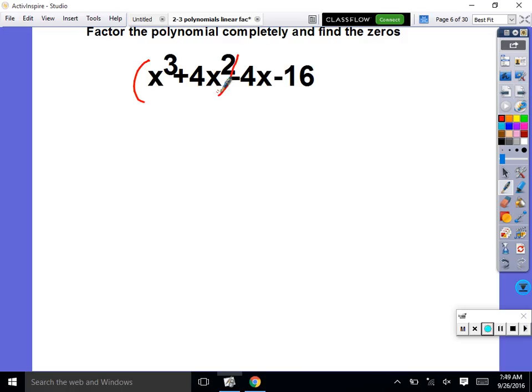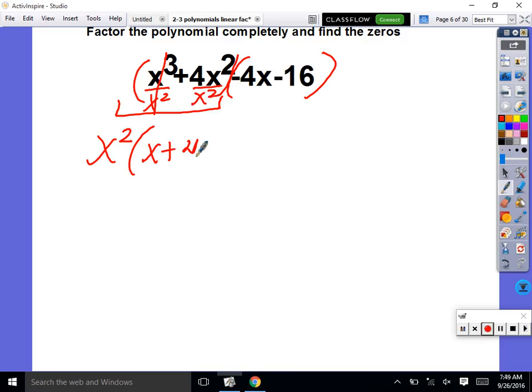So you group the first 2 terms, you group the second 2 terms, always grouping the sign. The greatest thing in common here is x squared, correct? So you're going to pay attention because this one's going to come out a little differently. So we'll divide by x squared, divide by x squared. So left is x plus 4, correct?